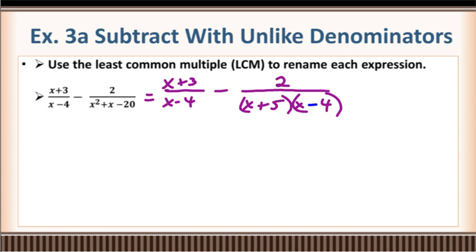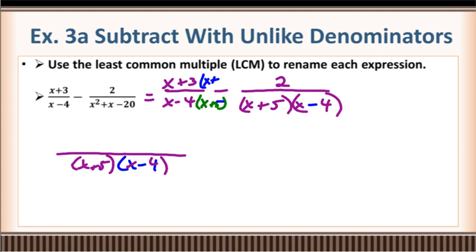So common denominators. They both have x minus 4. But the second one has the x plus 5. So the common denominator is x plus 5 times x minus 4. And this first one needs an x plus 5. So I need to multiply this by x plus 5. Do that both in the numerator and the denominator.